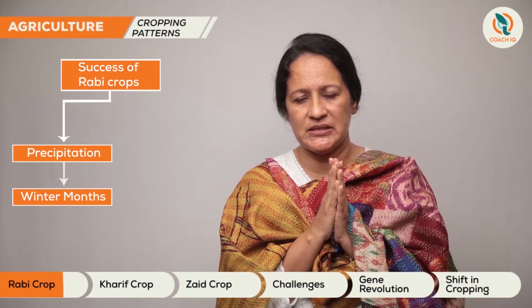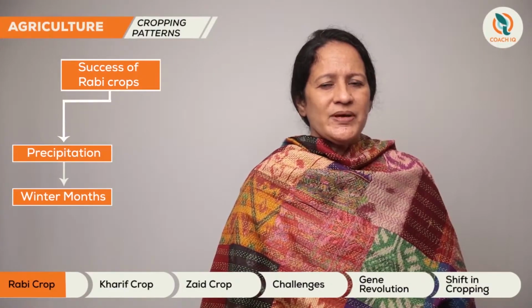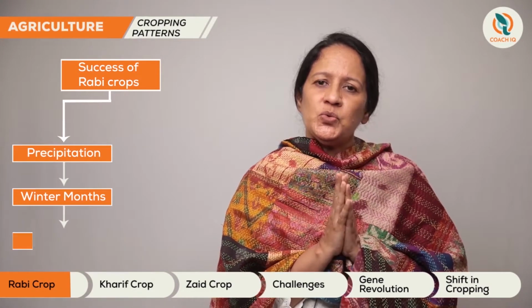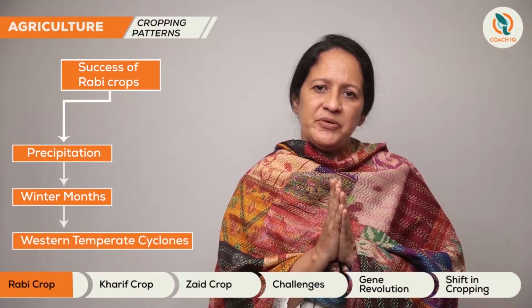Now the question may be again, what is precipitation? It is rainfall, it could be snow, it could be hail. So precipitation during the winter months. Now the question is, why do we have this precipitation? It is due to the western temperate cyclones.